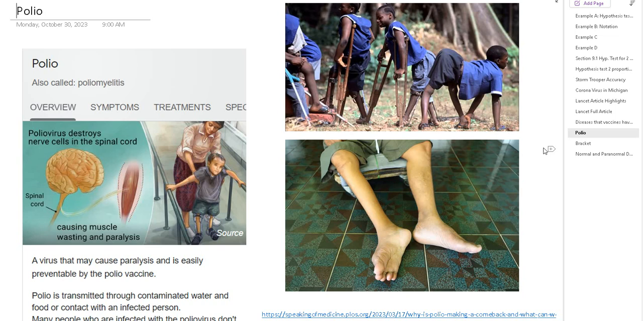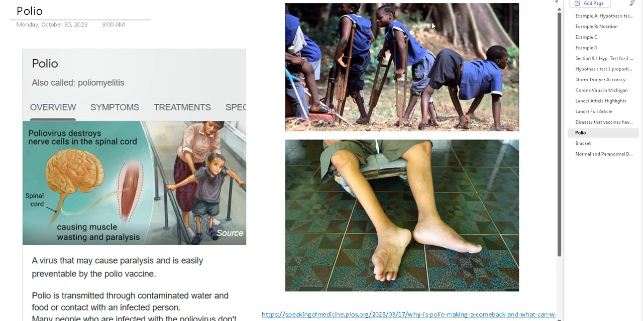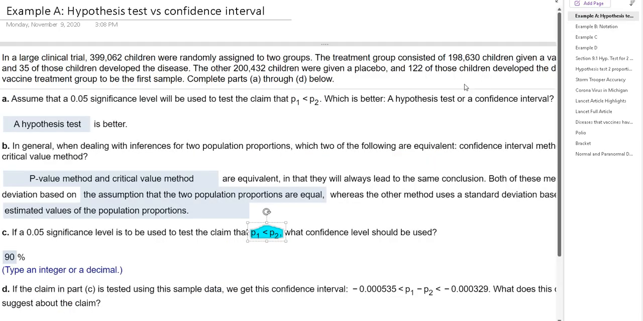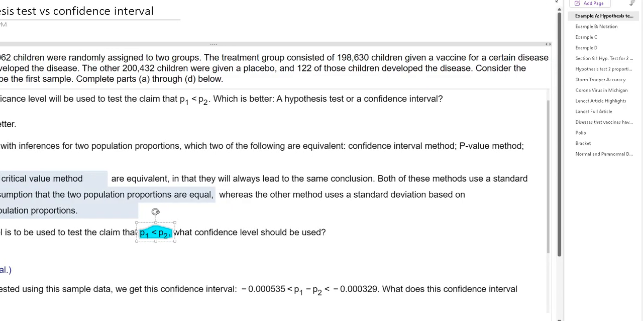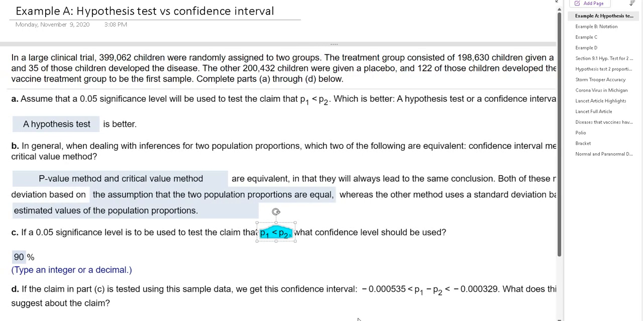But in any case, let's actually run through a simulation of the data and see what it says to us about the Salk vaccine. So in a large clinical trial, 399,062 children were randomly assigned into two groups. The treatment group consisted of 198,630 children given a vaccine for polio, and 35 of those developed the disease.